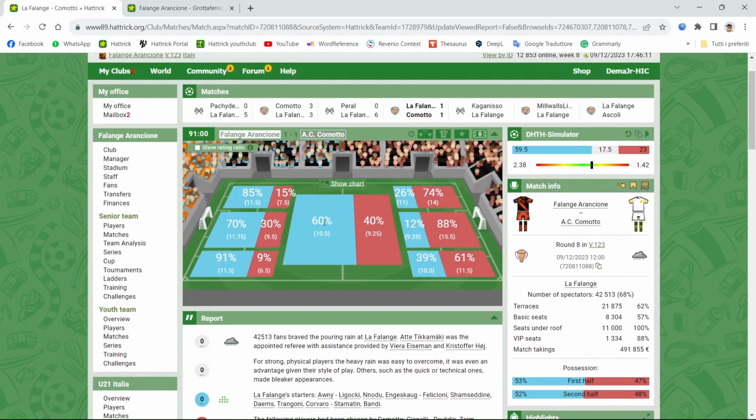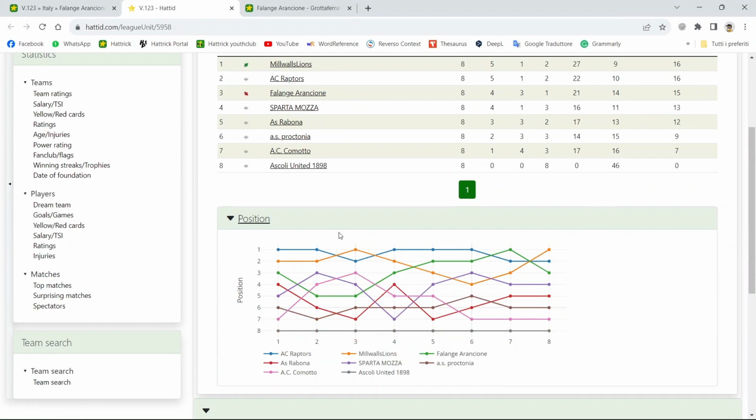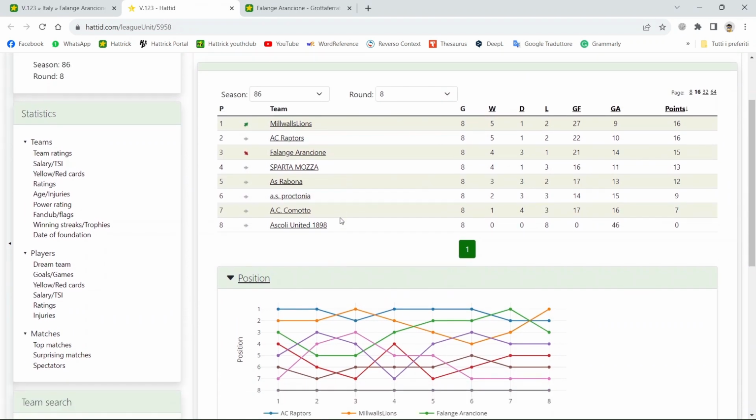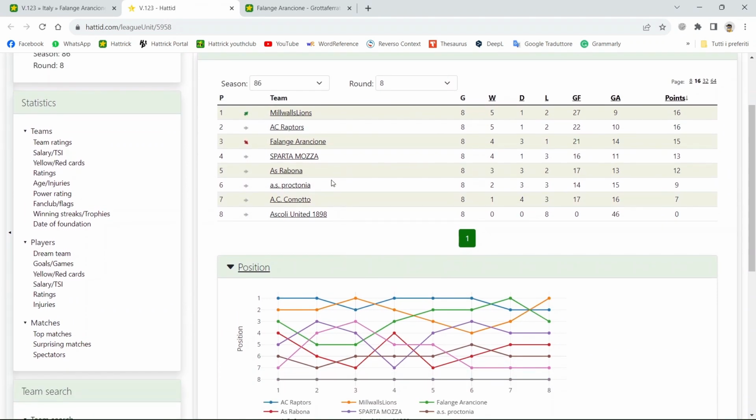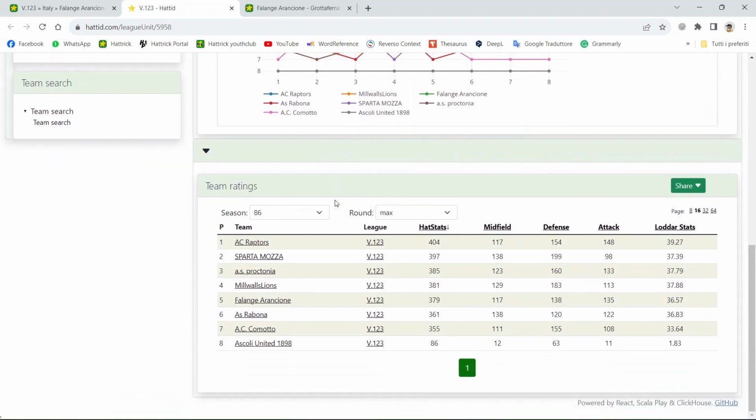in this case you can also check the series. What does it mean? You can go in series. You have here a link of Hattid that is really an interesting website. I suggest you to cross-check. Here you have all the information about your league and not only. In my league, thanks to this Hattid, I can see the average value of the HatStats and the max value.